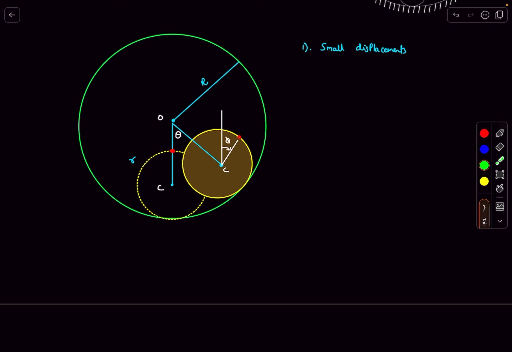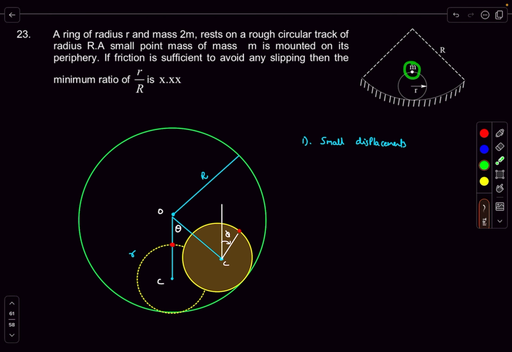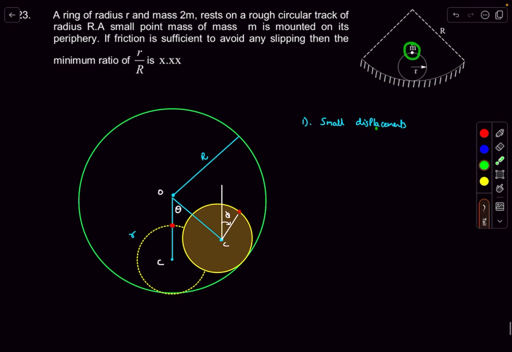Okay, so theta and phi are our two angles. Phi represents the rotation of the disk about its own axis, and theta is the angle by which line OC rotated. Now why did I write this red dot? It's so that I can see where the mass is, because if you observe, there is a mass small m here. So I want to track its position. That's the reason why I marked it with a red dot.